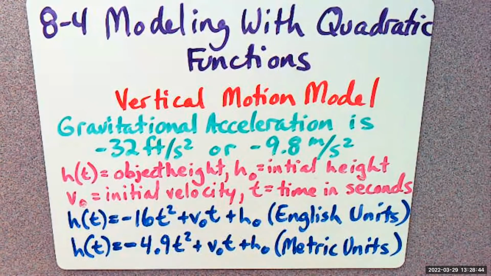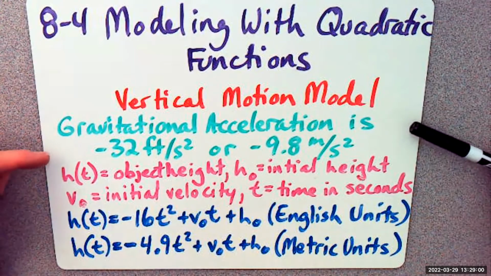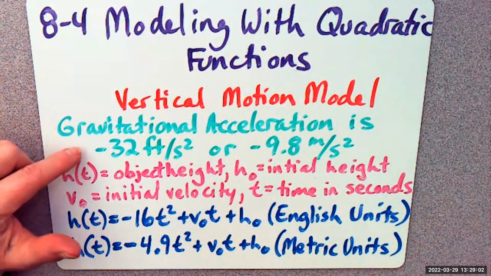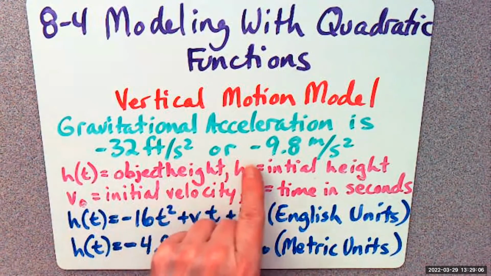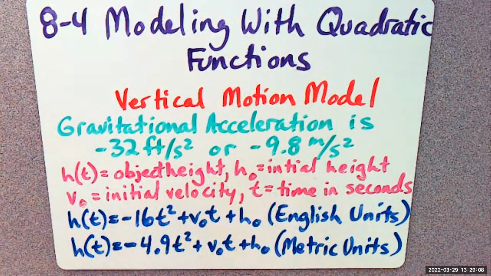Morning, this is Ms. Billerbeck, and we are going to talk about modeling with quadratic functions. So first, let's talk about a vertical motion model. This is essential for physics and engineering. We use gravitational acceleration, which in English units is negative 32 feet per second squared, or negative 9.8 meters per second squared.